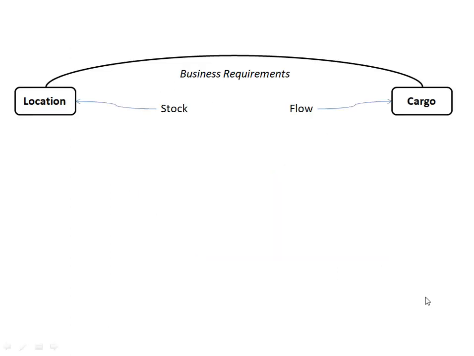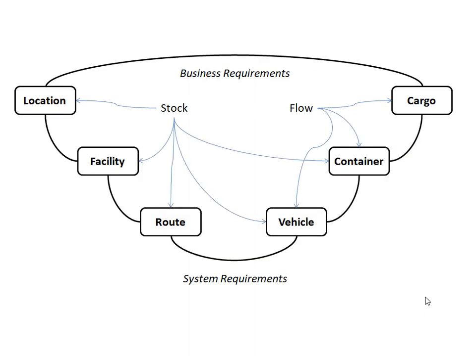So we started with a basic stock and flow, talking about cargo moving among locations, and we ended up with system requirements of cargo moving through containers, moving through vehicles, which follow routes among facilities, which serve as our locations. So we know a lot about the scope of our system from a stock and flow standpoint, but now we want to talk in terms of what the system would have to be able to do to actually implement all of these requirements.